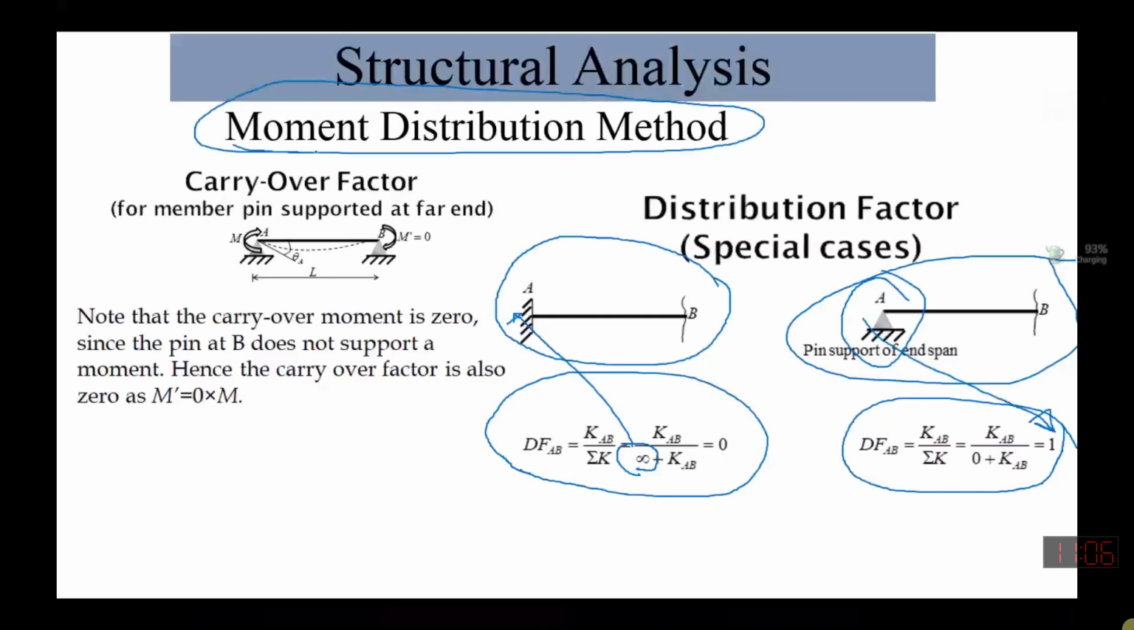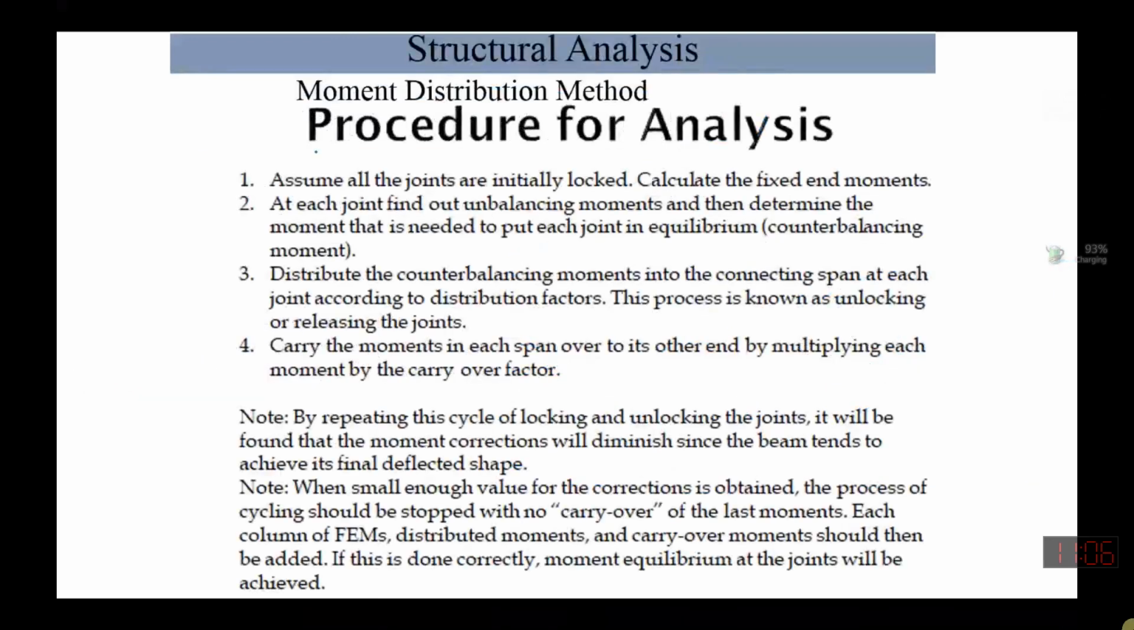Okay. Now what is the procedure of analysis? There is a 4-step procedure for this method. Number 1 is that we will consider that all the joints are initially locked, and we will find the fixed end moments. You remember this step we were doing in our slope deflection method as well, students. Do you remember that we did this same step there? Initially we find the fixed end moment in our slope deflection method as well. The same we are going to repeat here.